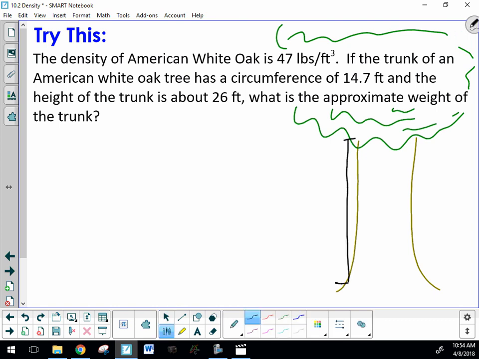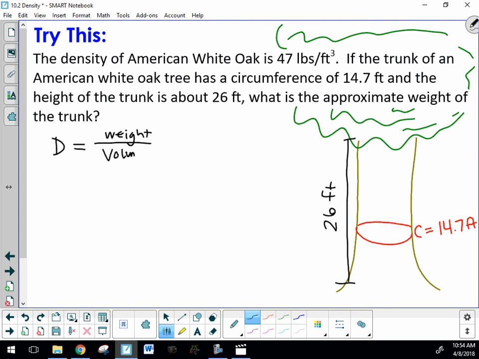Well, the things that we can measure are, we can measure the height. It is 26 feet tall, that trunk. And we can measure fairly easily the circumference of the tree, and it's 14.7 feet. This is a really big tree. I want to calculate the weight of the trunk, so we're going to use the density formula, and we're going to put that weight in the numerator and the volume in the denominator. Well, we know the density, that's told to us. The density is 47 pounds per cubic foot.